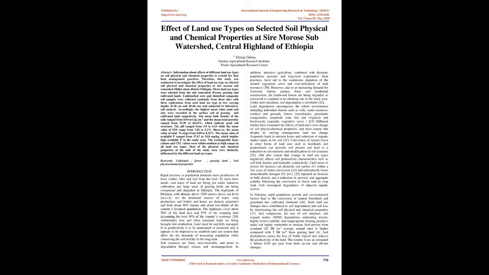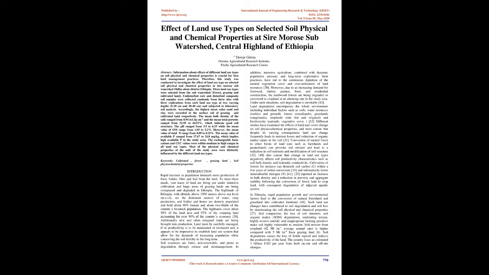The mean bulk density of the soils ranged from 0.94 to 1.4 g/cm3 and the mean total porosity ranged from 52.95 to 64.53%, which indicate good soil structure. The pH ranged from 5.9 to 6.19 while the mean value of OM ranged from 1.03 to 5.2%. However, the mean value of total N ranged from 0.09 to 0.25%.